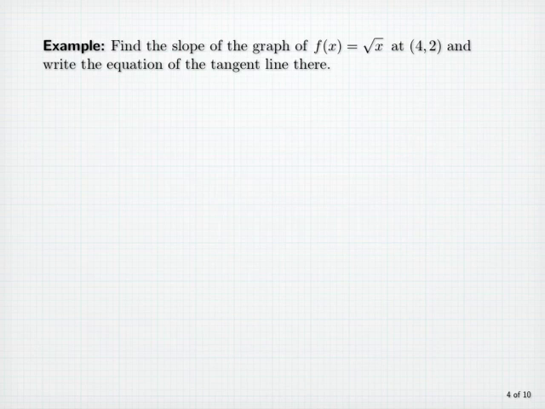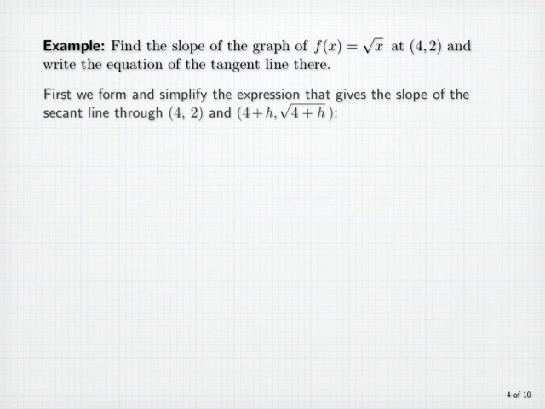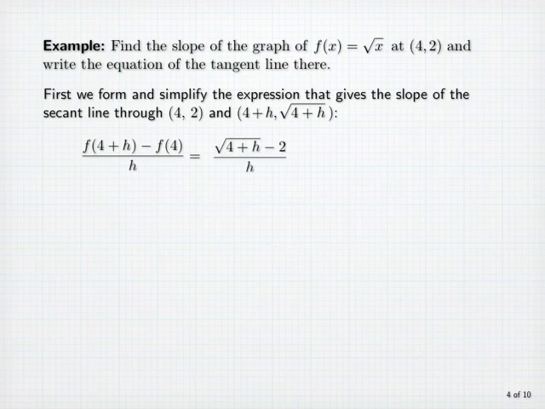Example. Let's find the slope of the graph of f(x) equals the square root of x at (4, 2), and write the equation of the tangent line there. First we form and simplify the expression that gives the slope of the secant line through (4, 2) and (4+h, square root of 4+h). That's (f(4+h) - f(4)) divided by h, which is (the square root of 4+h minus 2) divided by h.